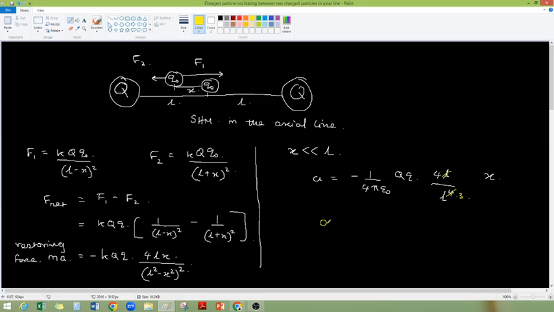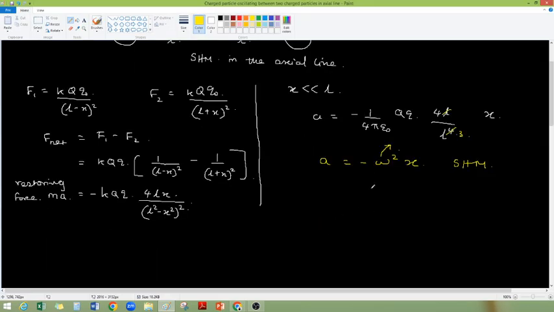So you must have studied that a is equal to minus omega squared x. That's the characteristic equation of SHM. So in place of minus, you have minus. In place of acceleration, you have acceleration. In place of x, you have x. So in place of omega squared, you have this entire thing. So find out the omega, and then you can find the time period. Very often they'll ask you to find the angular frequency omega, or the time period. So let's do that quickly. You can do it yourself, not very difficult.